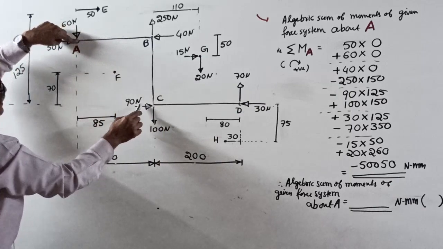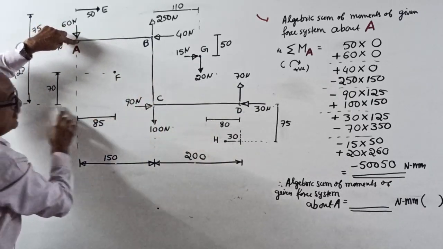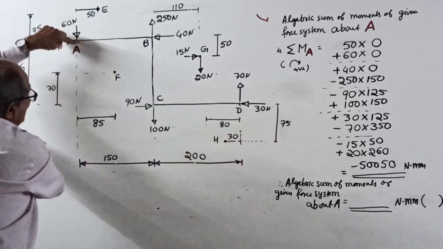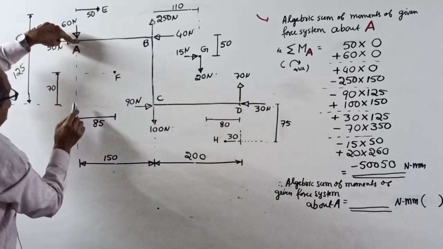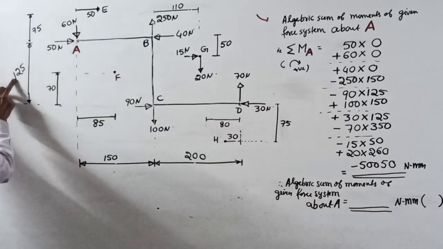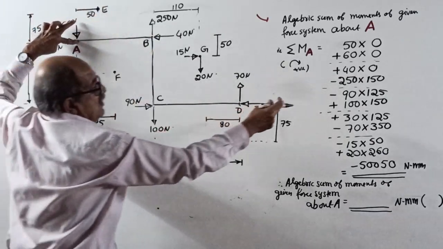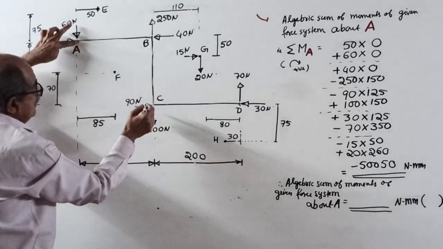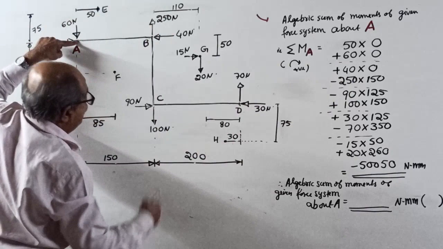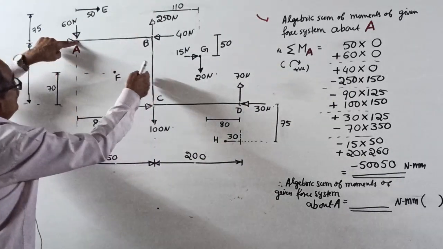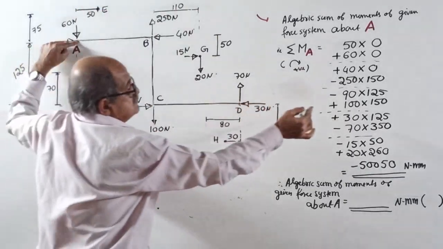Moment about A. See, don't tell this distance. Extend the line for the full board if you want. See, 90 is like this. So 90 into 125. You can see here, 125. Anti-clockwise. Then 90 is over. 100, see, 100 into this distance 150, clockwise.